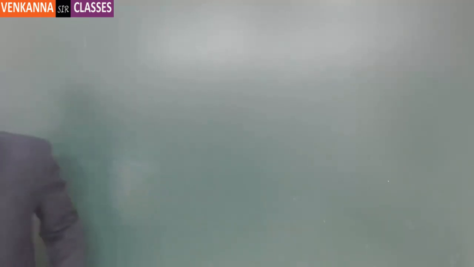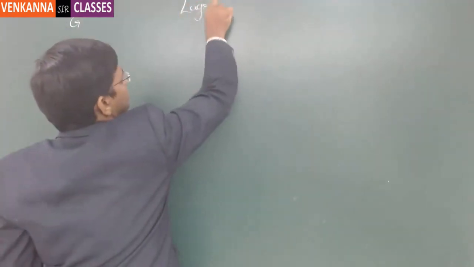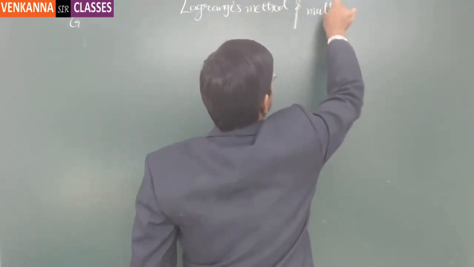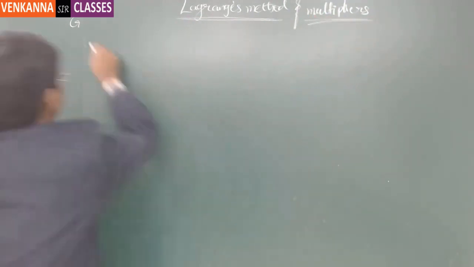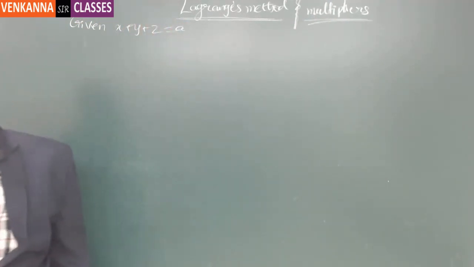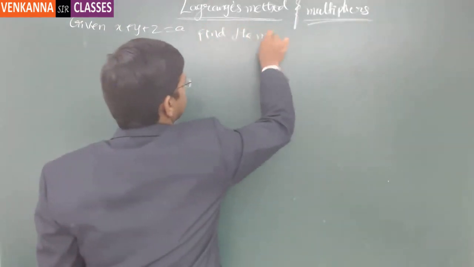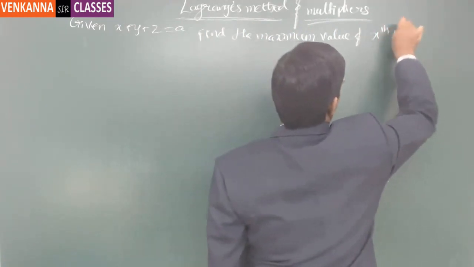Okay. So here actually the problem statement is: given x plus y plus z is equal to a, using Lagrange's method of multipliers, find the maximum value of x power m, y power n, z power p.